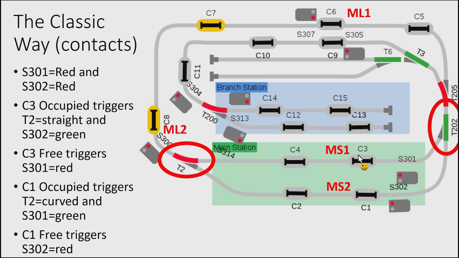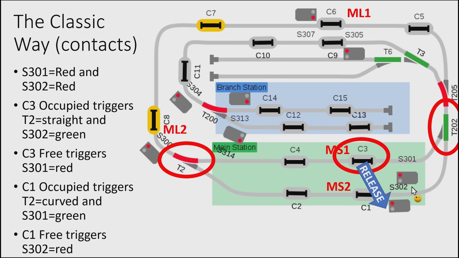So how does this work? Well, you have a CS3. So whenever it gets occupied, it would actually release the other train, which is parked at main station 2. It would do that by turning the signal green, so in this case S302 green.